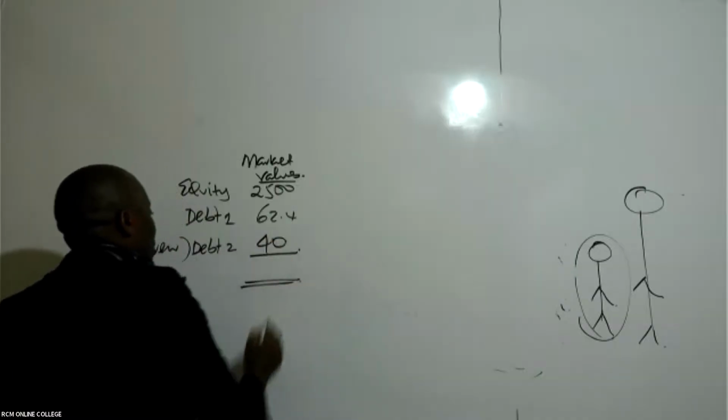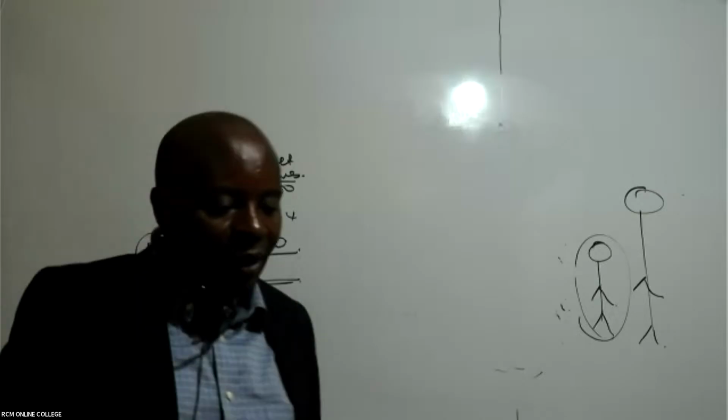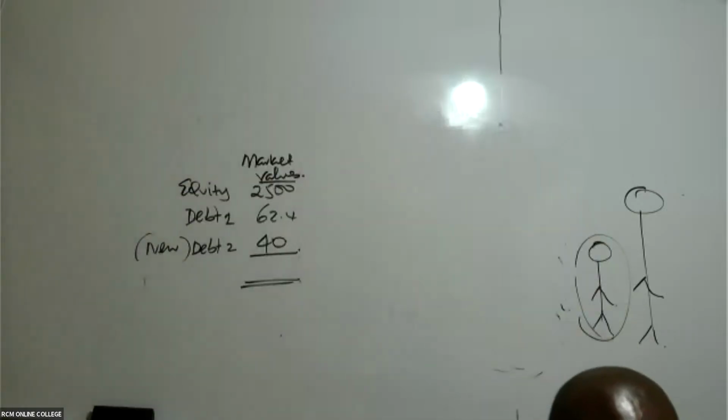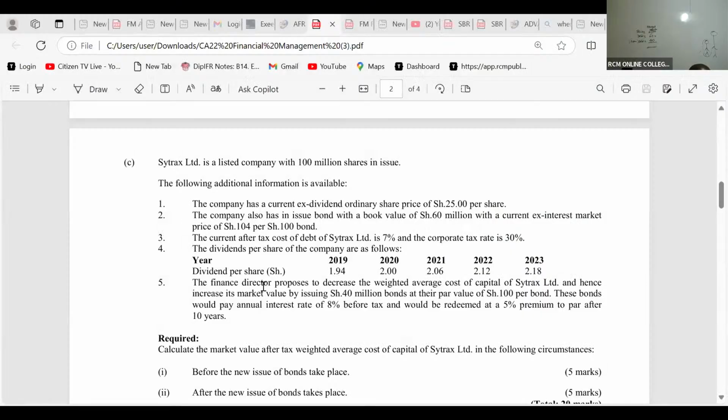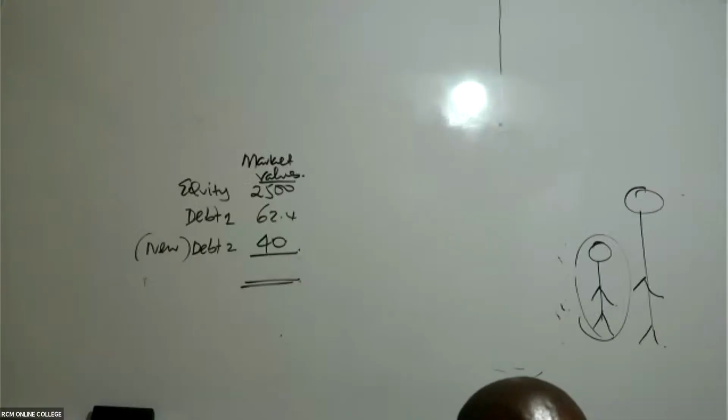Can somebody give me this total? The market value of the debt that we have just issued, and hence increased market share by issuing a 40 million bond at their par value. So you're issuing this at par value at 40. So that's the market value. So can somebody kindly give me this particular figure here now when you add everything? What is the total value?